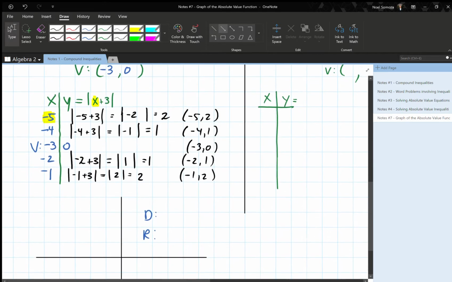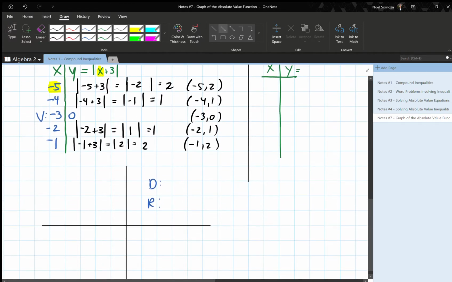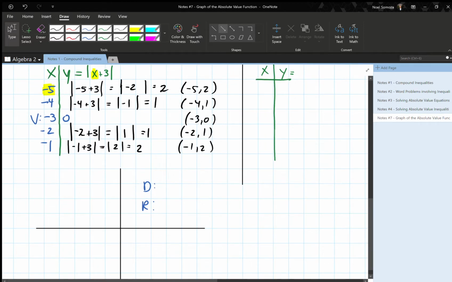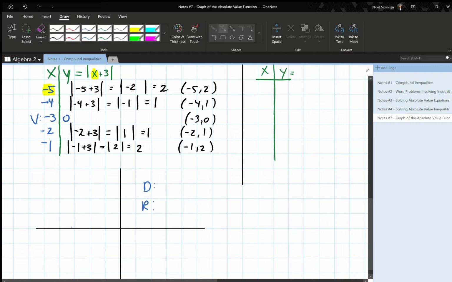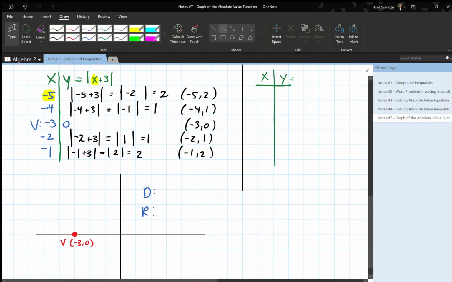Okay, and now let's go ahead and graph. Which point do I plot first? Vertex. Start with that vertex, which is negative 3, 0. So let's go ahead 3 to the left and 0 up. So that's my V. Then I can plot everything else. So negative 4, 1; negative 5, 2; negative 2, 1; and negative 1, 2.